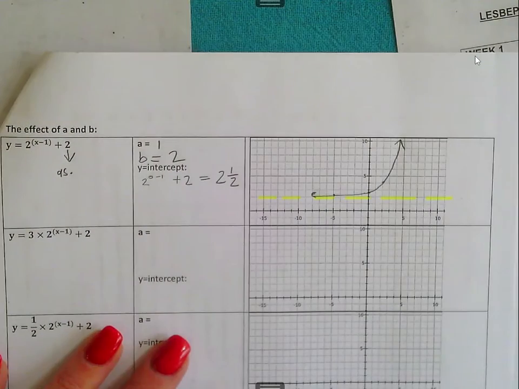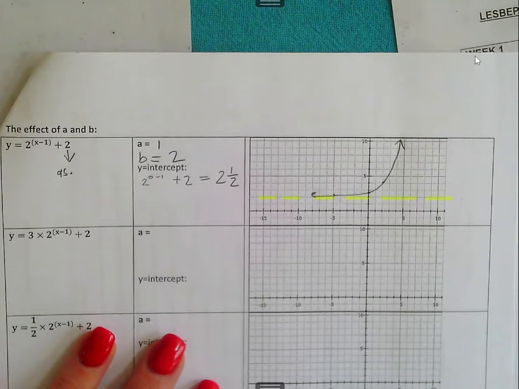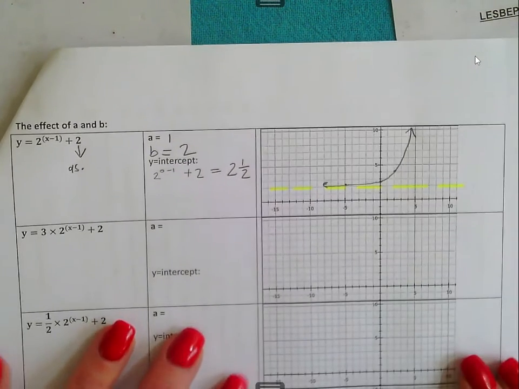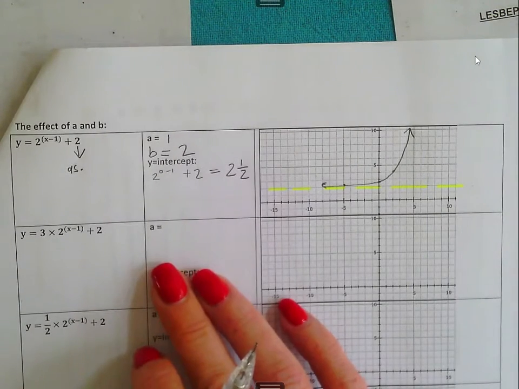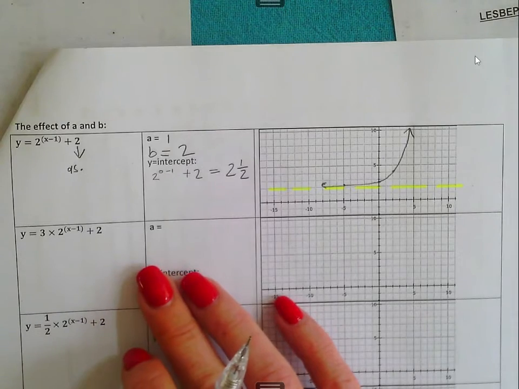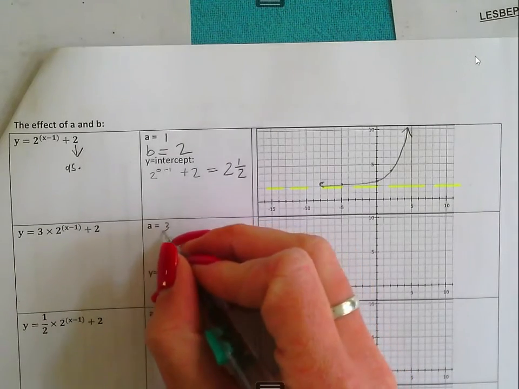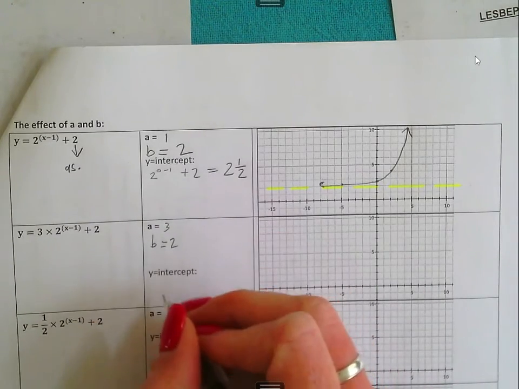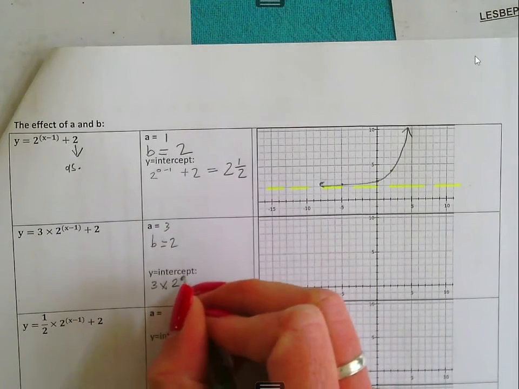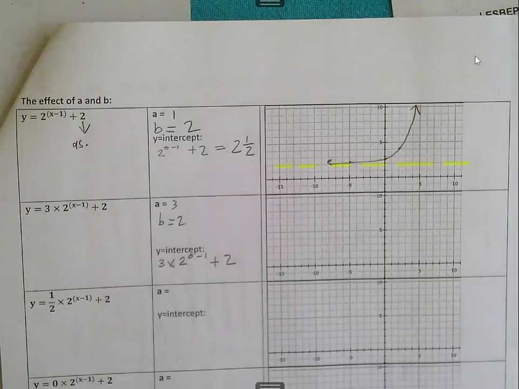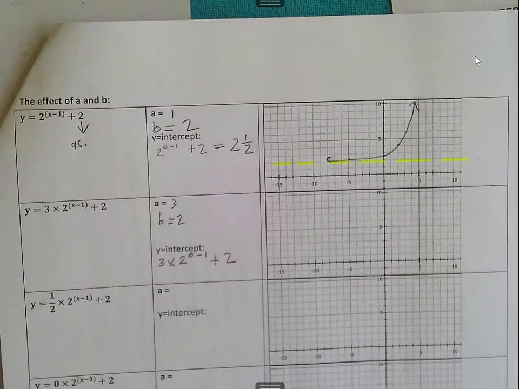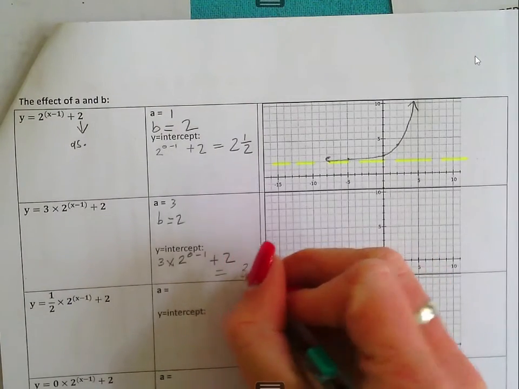It's going up, up, up very quickly. Okay, let's look at the next one. What's the A value here? 3. What's the B value? 2. Okay, the Y intercept will be 3 times 2 to the power of 0 minus 1 plus 2. Okay, that gives me 3 times a half plus 2. And that is 7 over 2, which is 3.5.